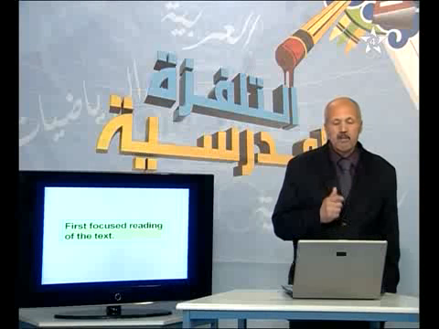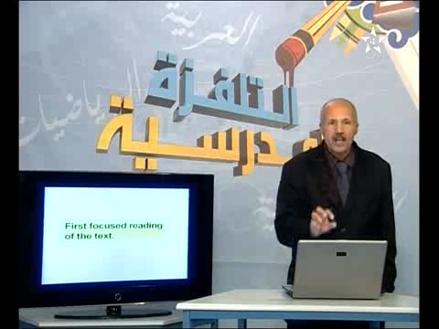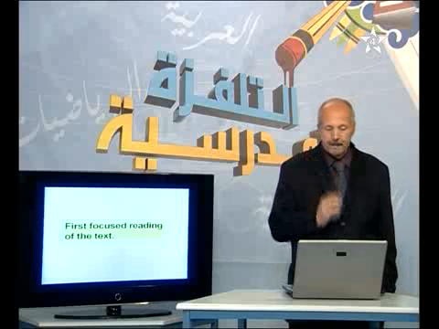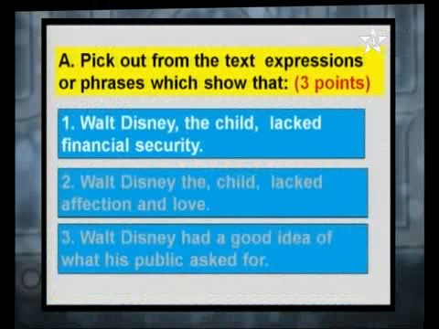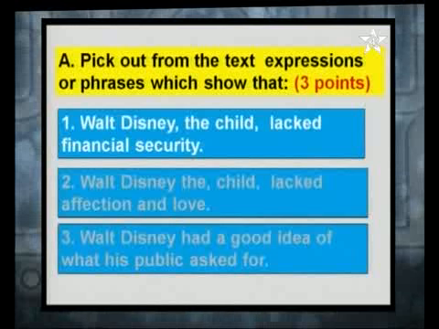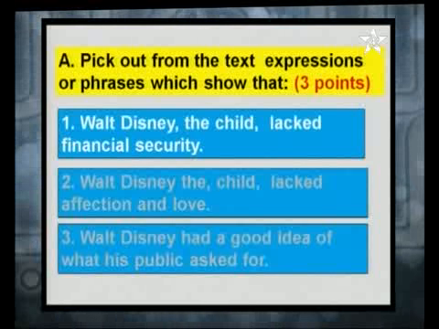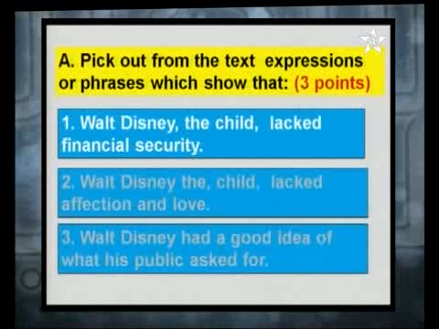Now we come to first focused reading. That is to say, we concentrate on reading, not the whole text. And before we do that, let's have a look at the question. It's A. It says, pick out from the text expressions or phrases which show that. Now let's take the first item. What does it say? It says, Walt Disney, the child, lacked financial security. Now we're going to look into the text and find the justification of this statement.